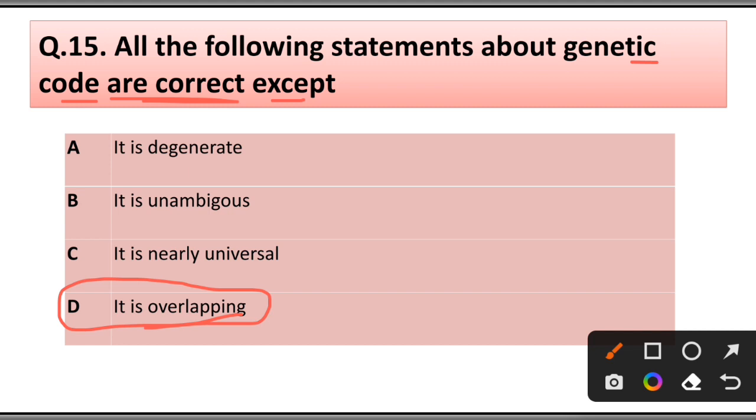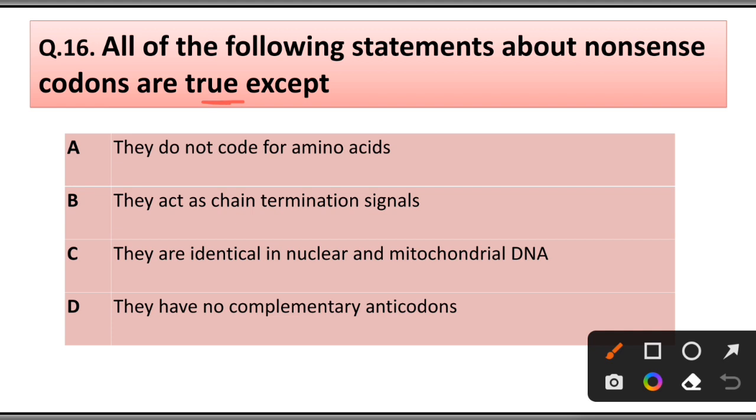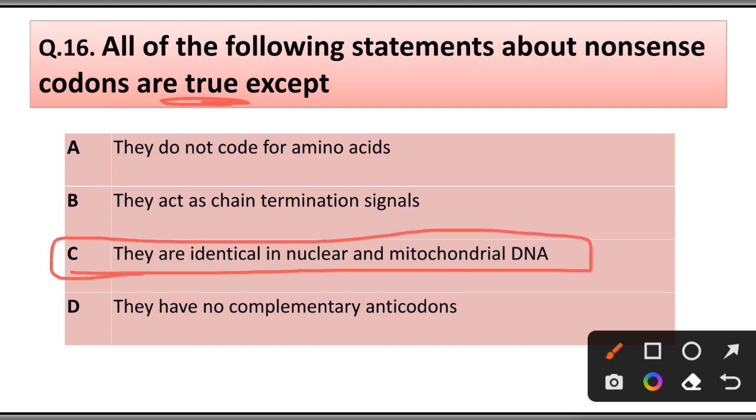ये वाला आंसर जेनेटिक कोड के बारे में करेक्ट है नहीं। ये सारे जो ऑप्शन हैं वो जेनेटिक कोड के लिए ट्रू स्टेटमेंट हैं। 16. All of the following statements about nonsense codons are true except: they do not code for amino acid, they act as a chain termination signal, they are identical in nuclear and mitochondrial DNA, they have no complementary anticodons. Correct answer is option C, they are identical in nuclear and mitochondrial DNA.